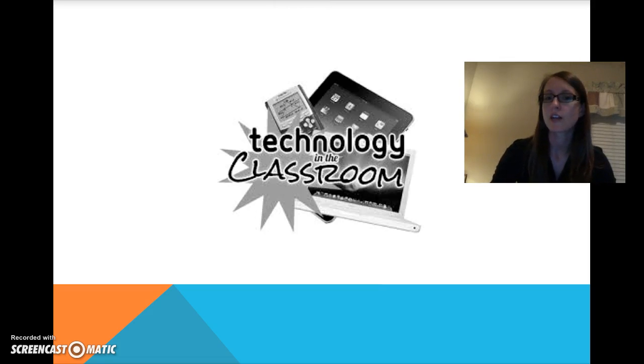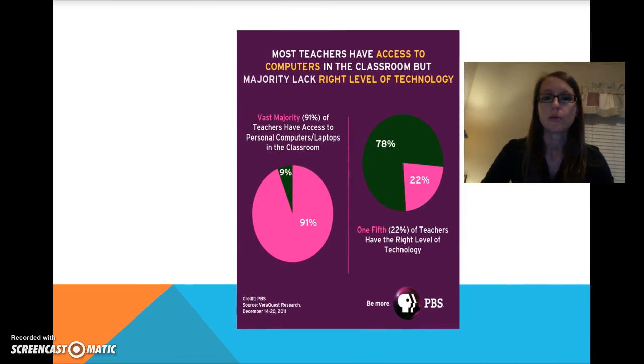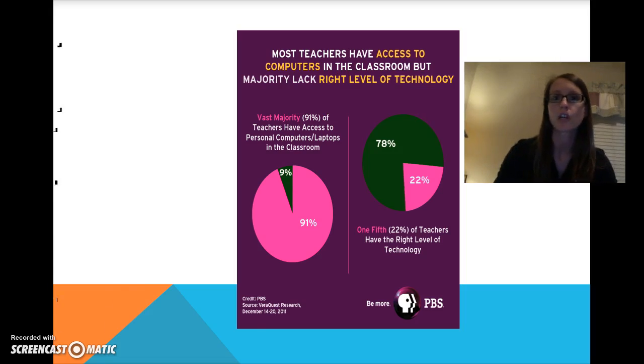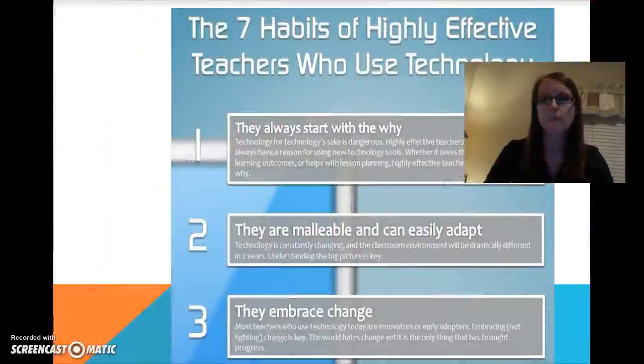So it's technology in the classroom, very important. I like this little chart about how most teachers have access to computers in the classroom, but they lack the right level of technology. You would think that if they have a computer in the classroom, then why aren't they using it? Why aren't they using it to help their students? So very small, only 22% have the right technology, and that's very shocking to me. So I like this. I had to add this to my slideshow.